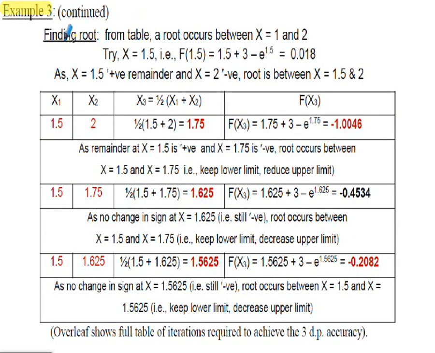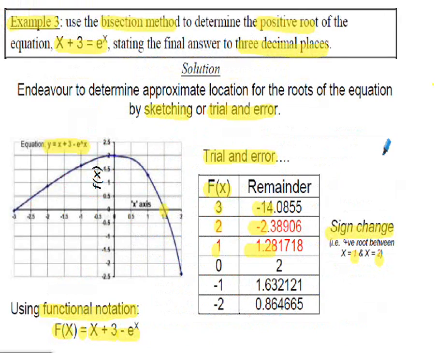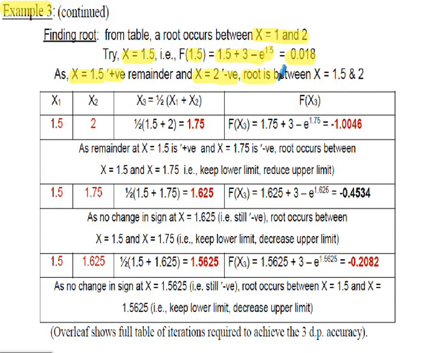Example 3 continues, so we're finding the positive root, and we know from the previous slide our range is going to be x is 1 to 2. So our first try is x equal to 1.5. Putting 1.5 into the f(x) equation, that's 1.5 plus 3 minus e to the power of 1.5, gives a remainder of 0.018, a positive remainder. We know from the table on the previous slide when x is equal to 2 we have a negative remainder. So the root must occur between x is equal to 1.5 and x is equal to 2.